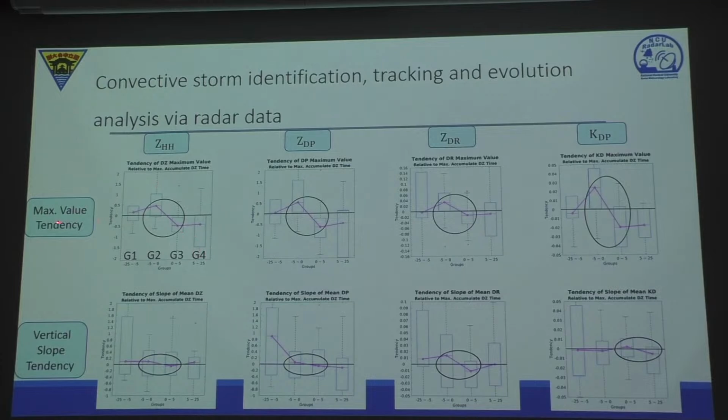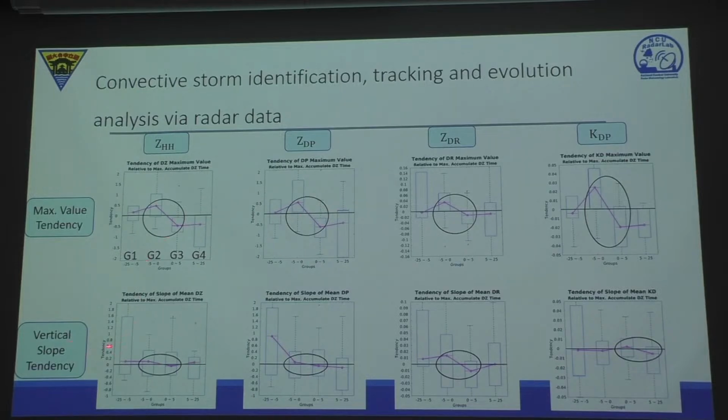So we found that if we take a look at the maximum value tendency, in the developing stage, the convection all shows that the maximum value of the reflectivity ZHH, ZDR, and the KDP increase along the time. The time tendency is increasing. Especially G2 showed the highest tendency because it's very close to the epoch time, the T0. All the variables show the same thing.